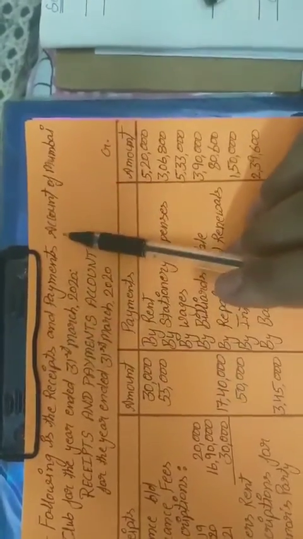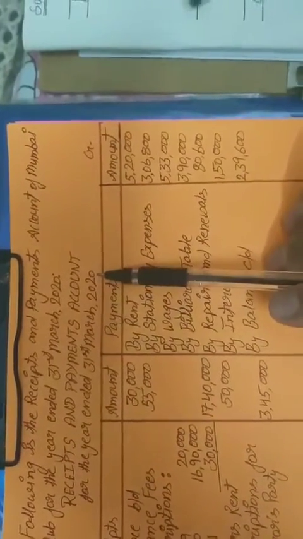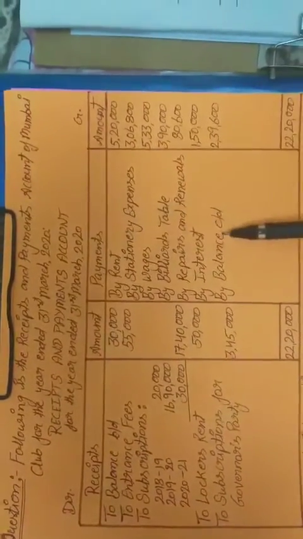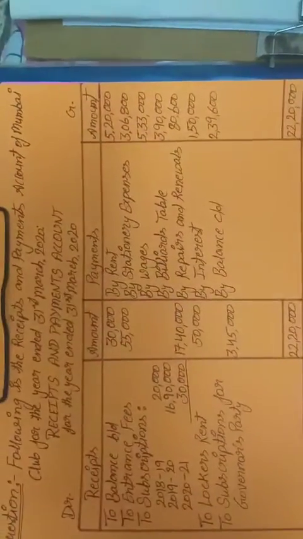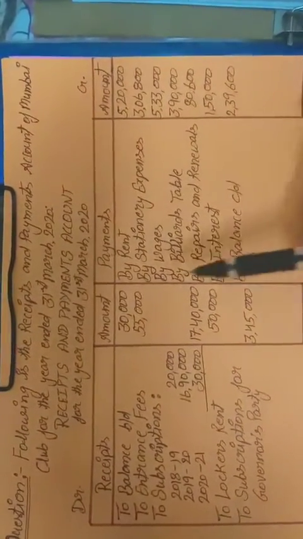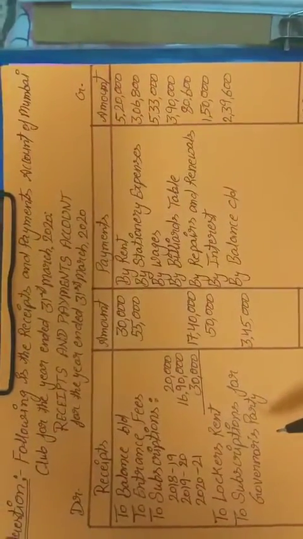This is the question. Following is the receipts and payments account of Mumbai Club for the year ended 31st March 2020. This is Mumbai Club and the receipt and payment account is given for 31st March 2020. These are the receipts and these are the payments made during the year. During the year means from 1st April 2019 to 31st March 2020. It will be a complete year for this club.